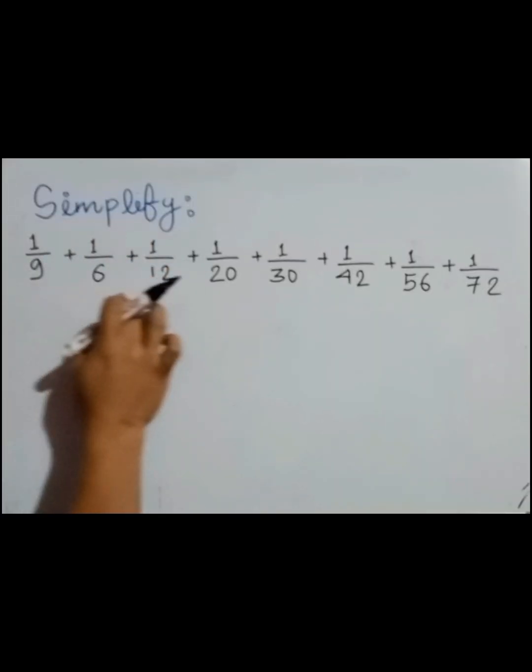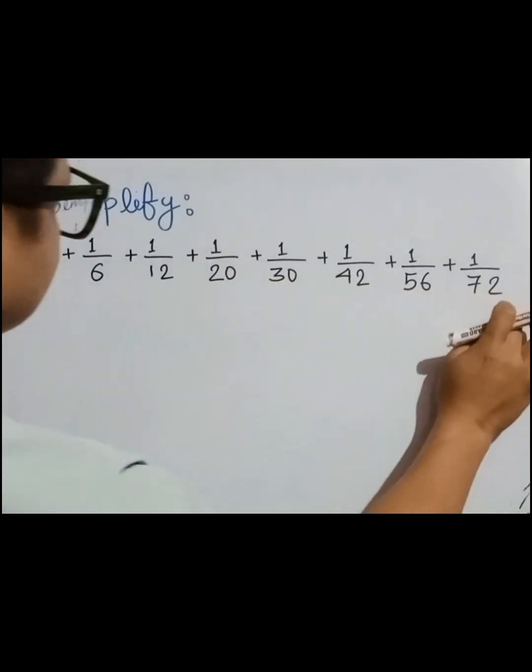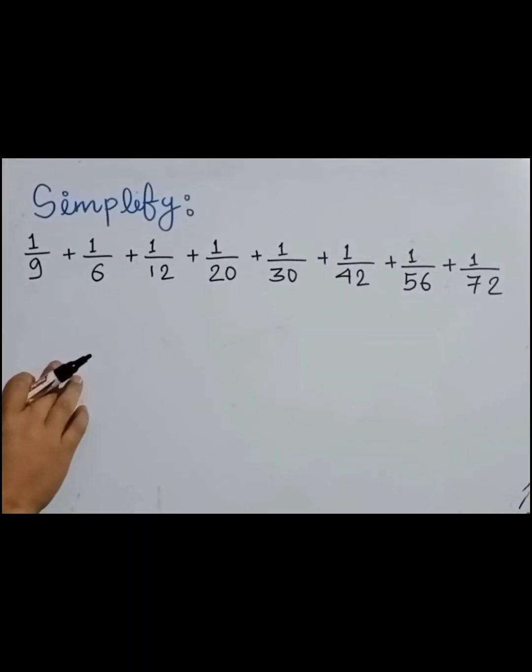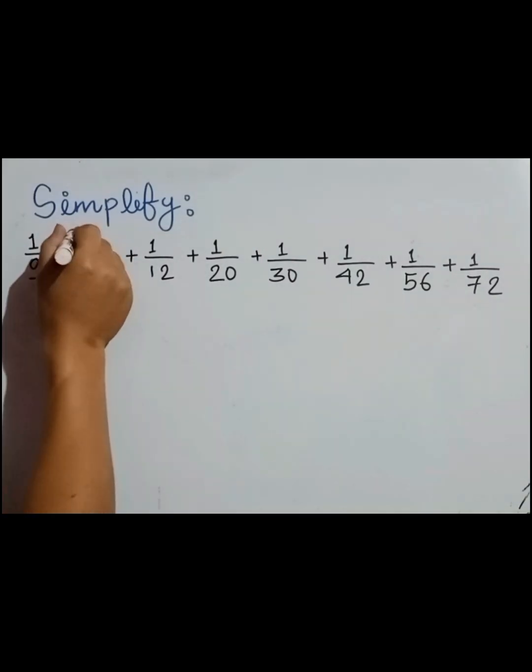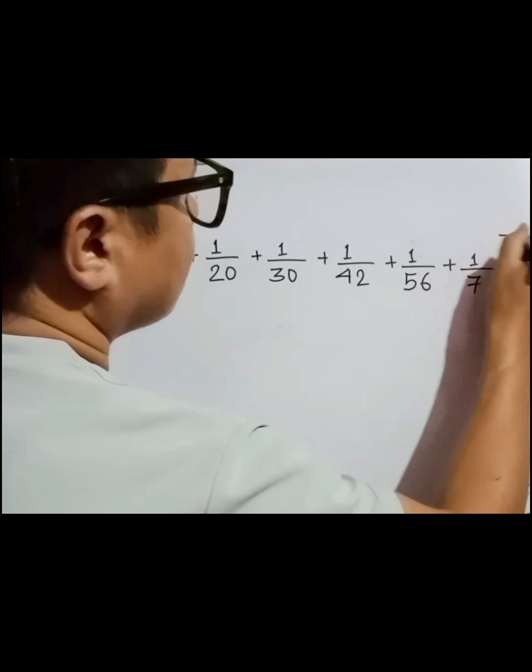Here this is the given number. We have to find the sum of all these numbers, and from the second to the last term, their denominators are the product of two consecutive natural numbers.